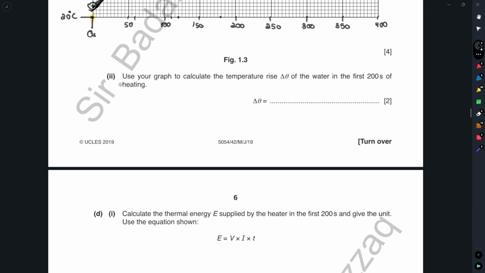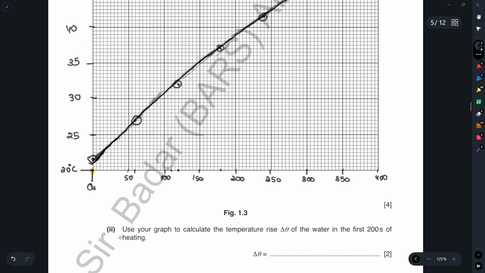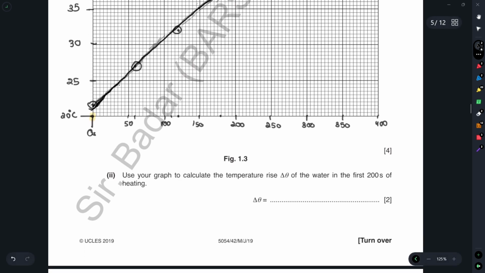Next question. Use your graph to calculate the rise in temperature delta theta of the water in the first 200 seconds. Let's note down the temperature at 200 seconds. It's almost 39. Right. 39 is your temperature at 200 seconds. Of course, it was 21.5 at first, so we can just go with 39 minus 21.5, and that's going to give me 17.5 as the correct answer. So 17.5 degrees Celsius must be.